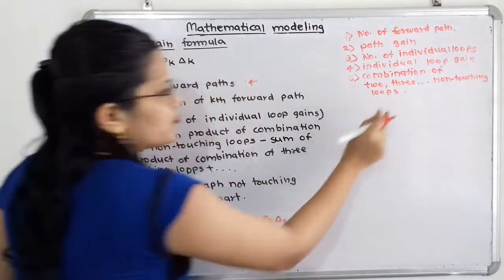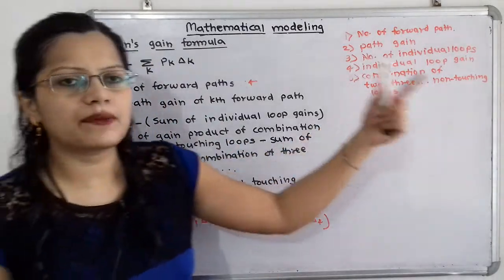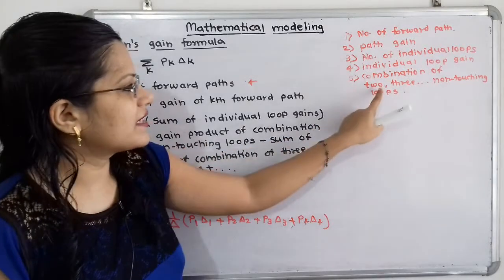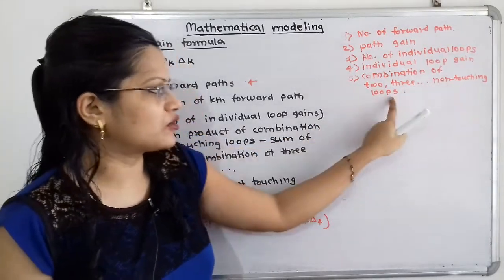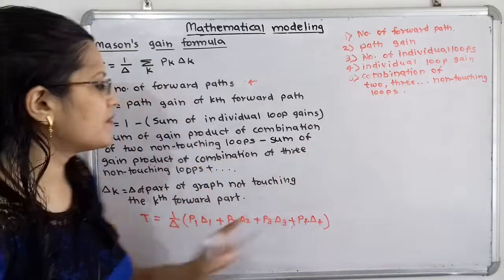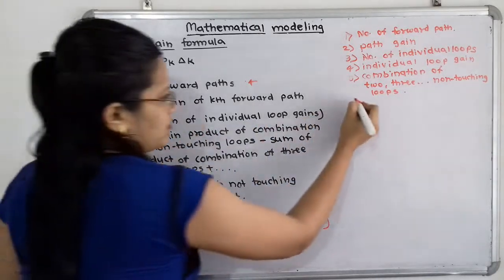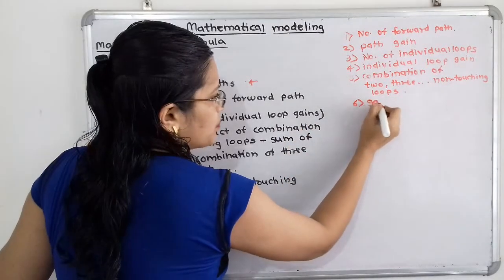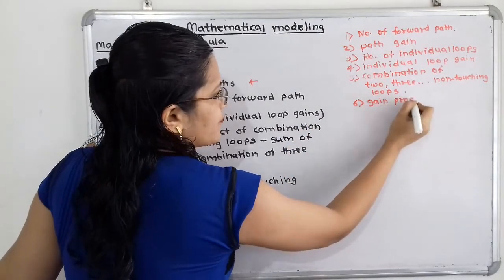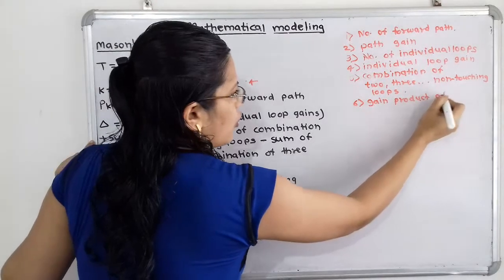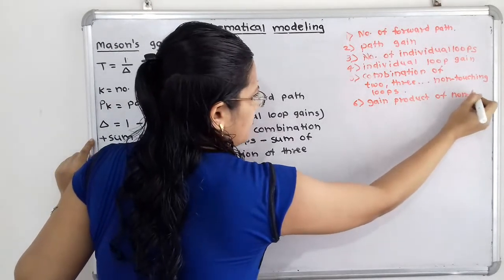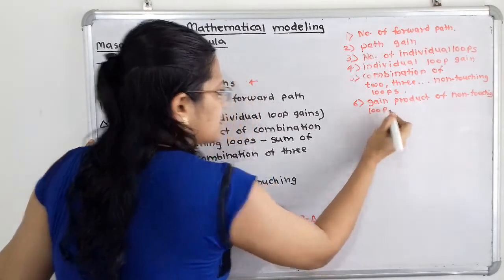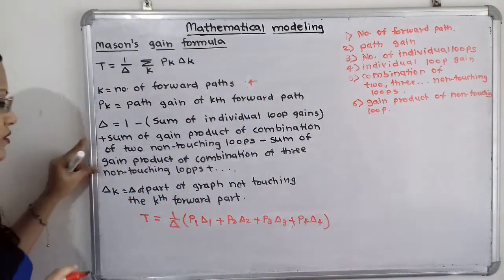So this is the fifth point that we have to find out. It will depend on the question. Many questions will contain only a combination of 2 non-touching loops, and from this we will find out the gain product of this combination of non-touching loops. So, gain product of non-touching loops. So this is the sixth point that we have to find out.